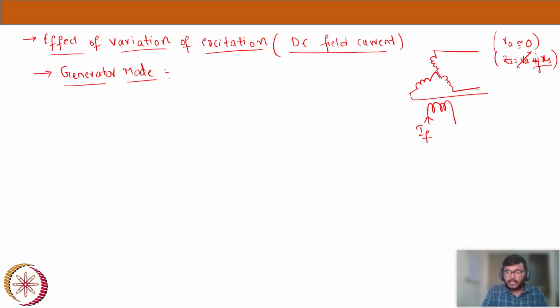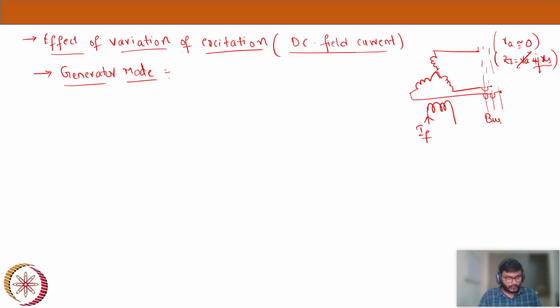Now this stator is connected to the bus. So this is a bus, and we can say that the bus voltage is always constant. It's like a grid, to which all the loads are connected, which we talked about last week. The bus voltage is something which we don't have control of. It will always be constant. We have connected our synchronous generator to the bus, and this is our field winding through which our excitation current, that is the DC field current, is flowing.